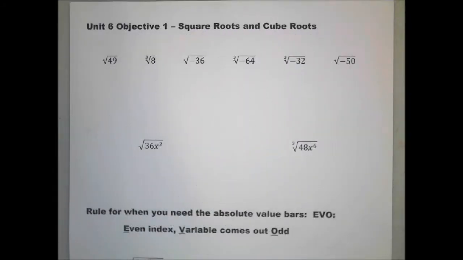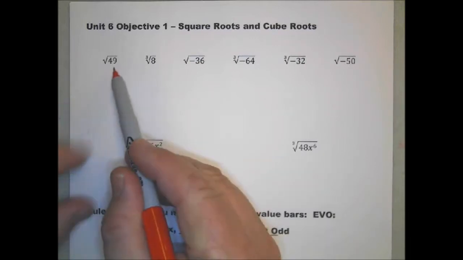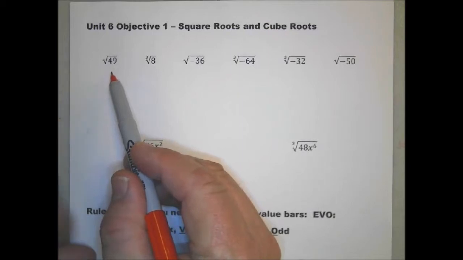Welcome to second semester. Unit 6 is all about square roots and cube roots. It's kind of the radical unit, is what we call it. We're going to start off with some real pretty basic review of square roots and cube roots. So it's to simplify. On this very first one, simplify the square root of 49.